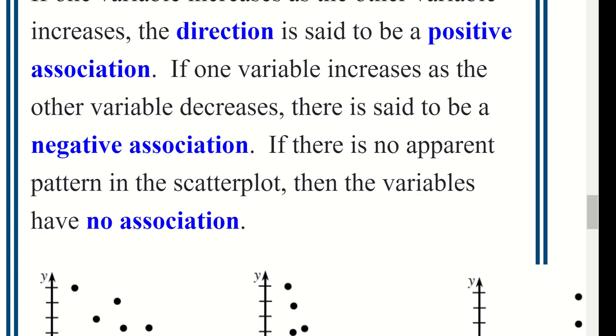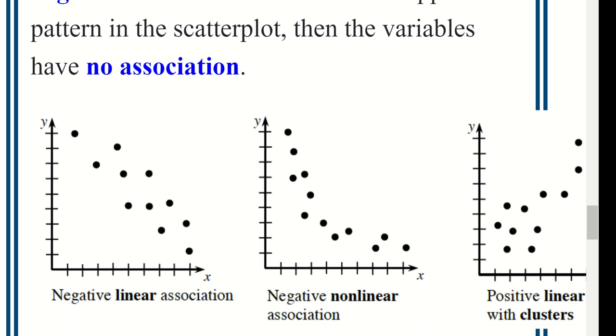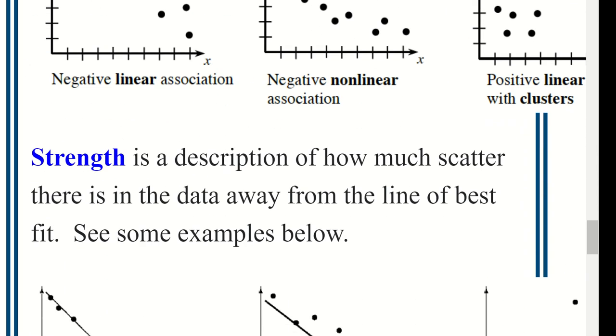If one variable increases as the other variable decreases, there's said to be a negative association. We don't have that. If there's no apparent pattern in the scatter plots, then the variables have no association. Well, I think we've got an association. And then strength.